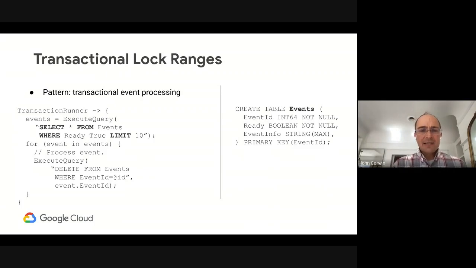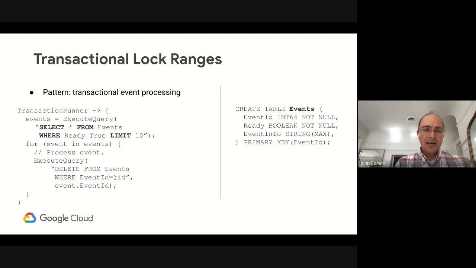And a common pattern that I see, say that I have a bunch of workers that are running, they're using transactions. And within that transaction, I'm running a query where I'm doing select star from events where ready equals true limit 10, right? So I'm trying to find the next 10 ready events. And then for each of these events, I'm going to do some kind of processing on that event, maybe make some manipulation back to the table, maybe delete that event because I'm done processing it, and then commit the transaction.